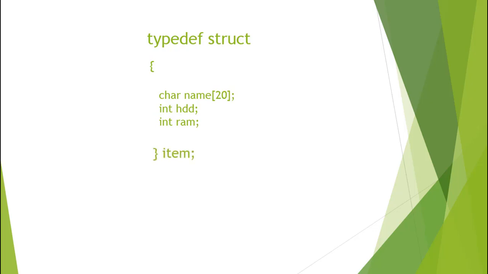So let us see how this item can be built in C using the structures. Here we are using the structure type, and this structure will include all the details like name of the laptop. To store the name of the laptop, here I am taking a variable called name, which is an array which can store 20 characters, and then I have two integer variables in order to store the size of the hard disk and the RAM. All these variables together can be considered as one data type using this structure, and this structure is named as item.